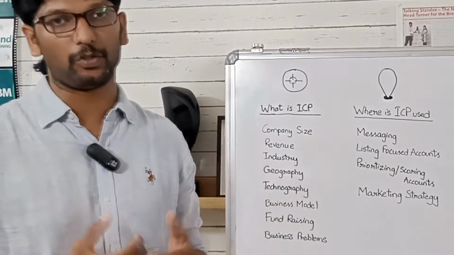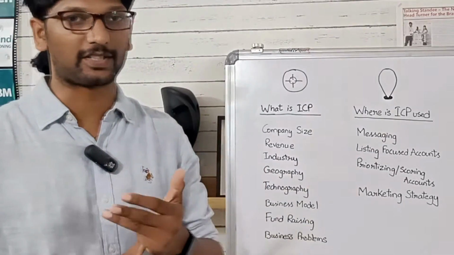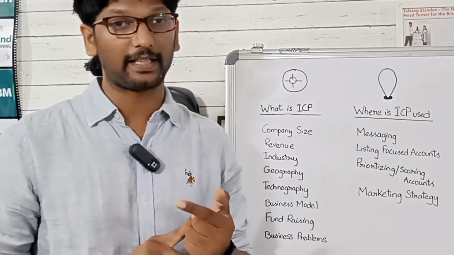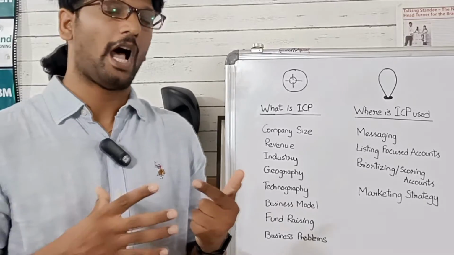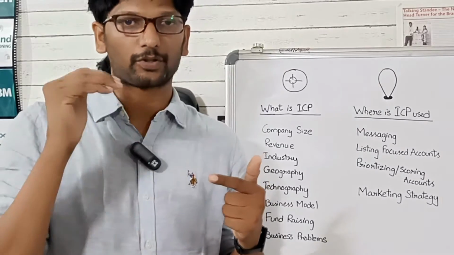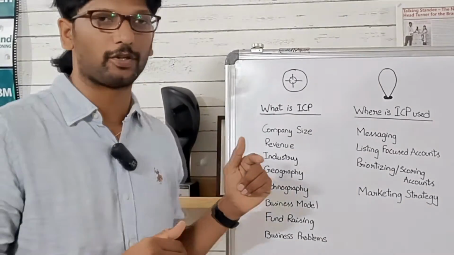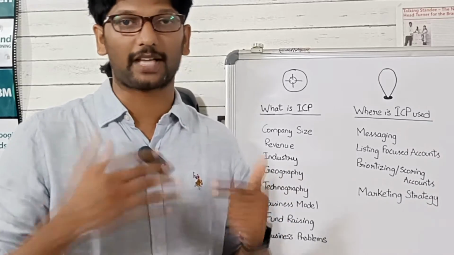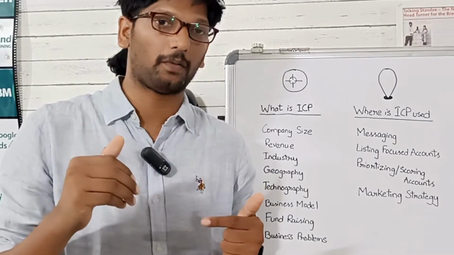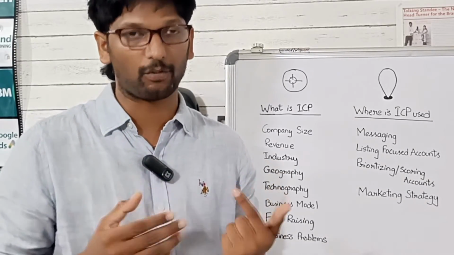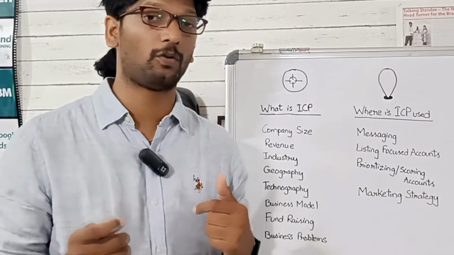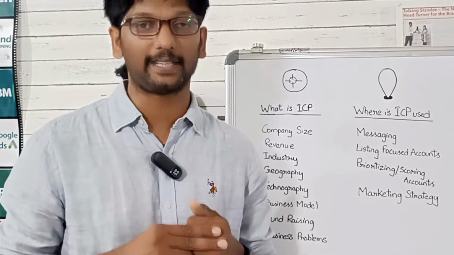And where is ICP used? ICP is used in designing messages and also getting the list of accounts that you have to focus on. And the third thing is prioritizing these accounts. How do you prioritize these accounts? By scoring them. If you have a list of 100 accounts, then you score them based upon these attributes. There are also other attributes which can be useful in scoring these accounts. This scoring will help you in prioritizing accounts, and then your sales and marketing team can work accordingly. And ICP also helps you in devising your marketing strategy, and sometimes your marketing tactics as well.